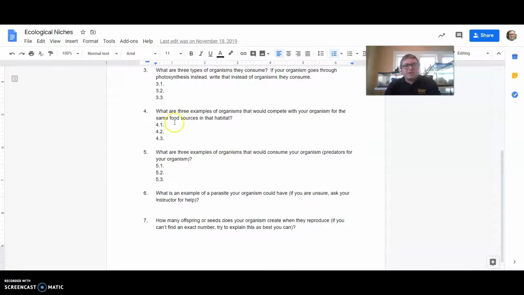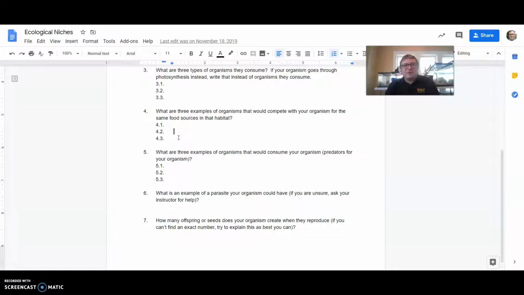Number 4 is a little bit trickier. What are 3 examples of organisms that would compete with your organism for the same food sources in that habitat? So again, there's not really an easy default on the ADW to look for this one, but once you know what area your animal lives in and the types of things that it's eating, you can start looking for other things in that environment. So if we're talking about the tiger, a predator in Asia, we can look for other Asian predators, and we might see something like different types of bear species or other cat species that would be competing with the tiger for that food.